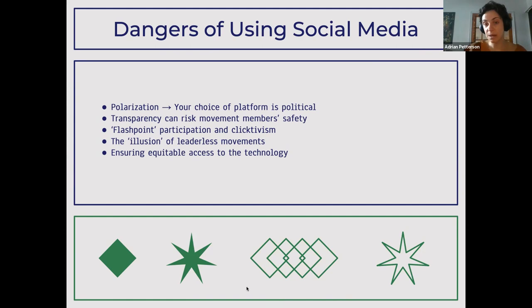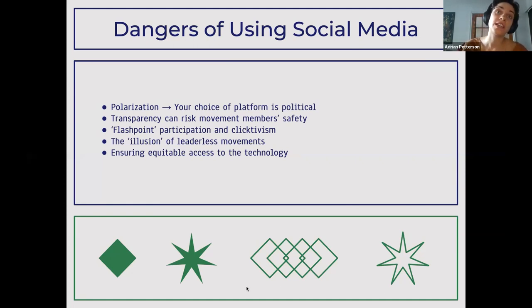If you publish people's names or the next moves of the organization too publicly, then law enforcement can take advantage of that. It also might incriminate people or make them unsafe by people who may want to harm members of the movement. Even outside of law enforcement, citizens who have malintentions towards the movement could take advantage of social media and could inflict harm on people.